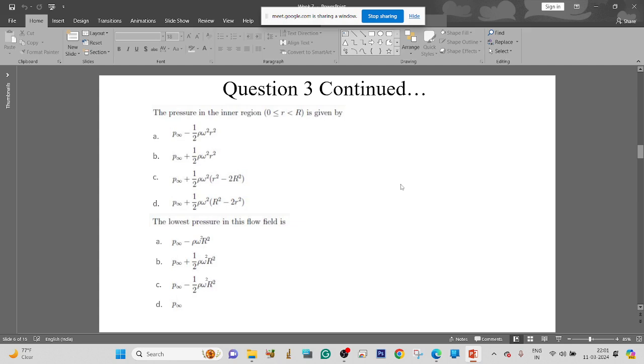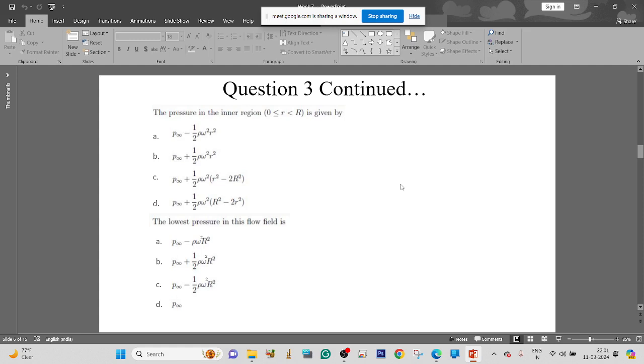Both of these equations give P naught, right? So we equate P naught. Then rho omega square R square by 2 plus C2 is equal to P infinity minus rho omega square R square by 2. So C2 will come out to be P infinity minus rho omega square R square. We put this in the inner region equation, and P will be equal to P infinity plus rho omega square by 2 times r square minus 2 capital R square. So this is the pressure field in the inner region.